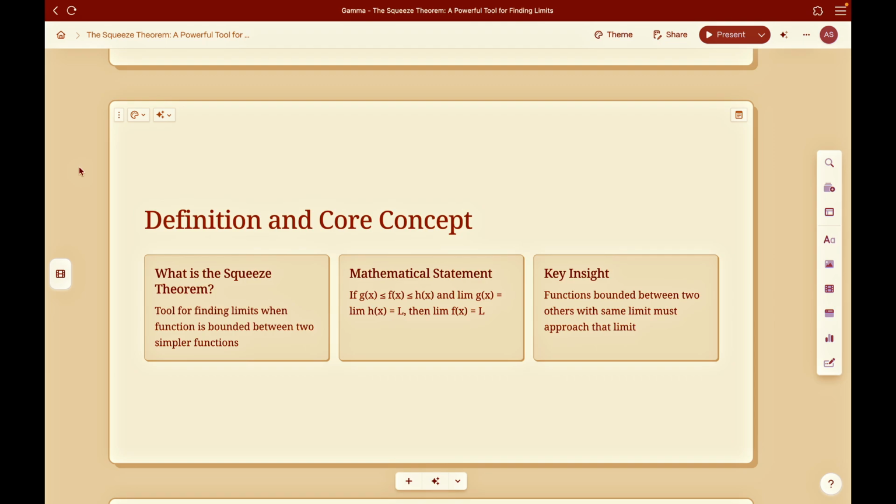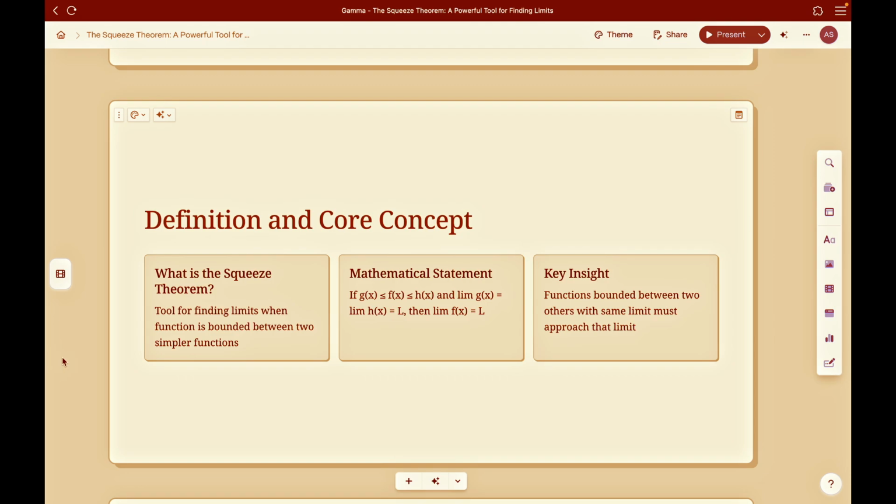So what we can say is if the limits of f of x and g of x are equal to each other, or a certain value, we can call that L, then the limit of the middle function h of x is equal to L. And that's basically what this statement over here says, except for the fact that they put g of x and h of x on the outside and f of x in the middle. And then over here is the key insight. This is basically just the word form of the mathematical statement.